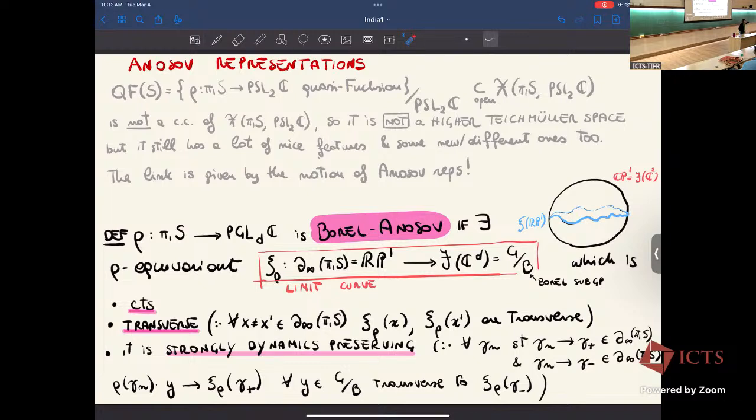What do we want from this limit map? We want it to be rho equivariant. We want it to be continuous. We want it to be transverse in the sense that if you take any two distinct points, we associate two flags, and we want these flags to be transverse. And finally, this third point is the trickier one, where again, you can define it in various ways, but one way is using this strongly dynamics preserving representation.